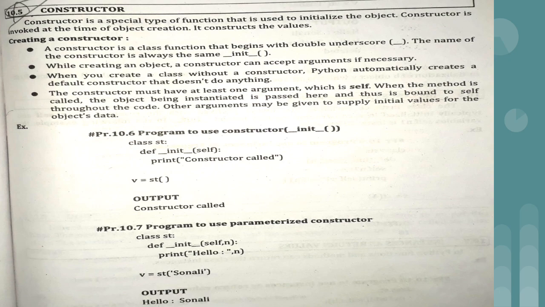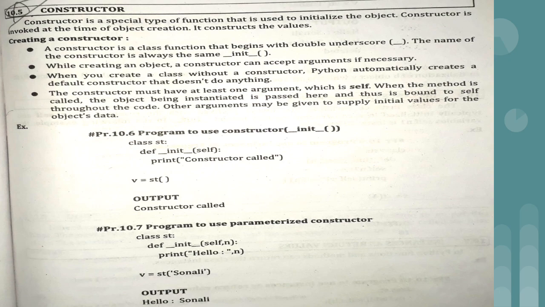We have created one class, st. Then I have created the constructor: def, double underscore init double underscore, round brackets, self. After self we have not provided any variable after a comma. It means it is a parameterless constructor. In the definition of this constructor of the st class, I have just printed one statement, that is, constructor call. After this you create the object, v equal to st. Whenever we create the object, only at that time the constructor is invoked. So you will see the output when you run the program.